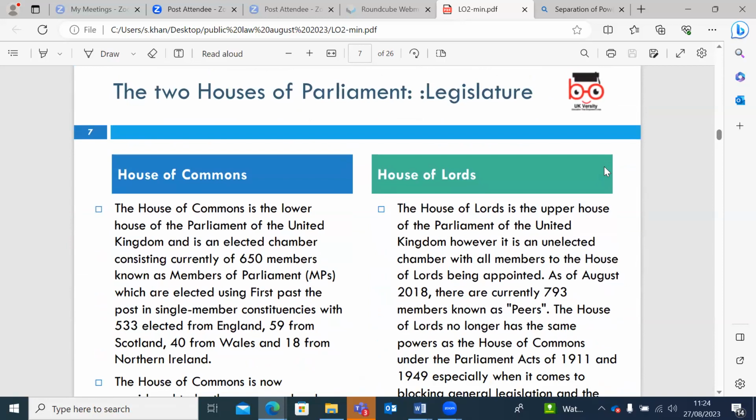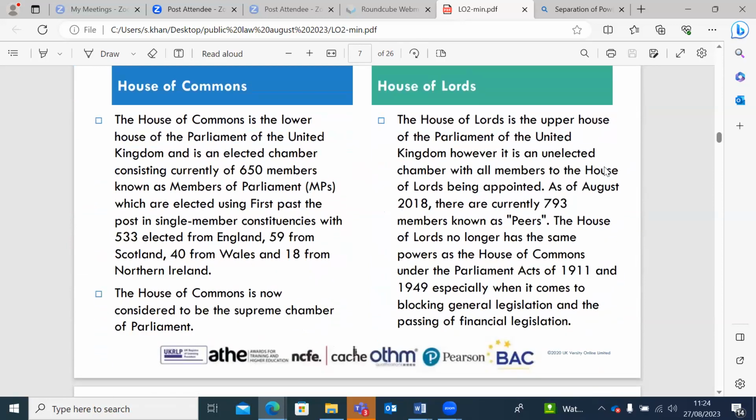So we have the House of Commons and we have the House of Lords. The House of Commons is the lower house of Parliament of the United Kingdom and is an elected chamber consisting of currently 650 members, known as members of Parliament, and which are elected using first past the post in single member constituencies, with 533 elected from England, 59 from Scotland, 40 from Wales, and 18 from Northern Ireland. The House of Commons is now considered to be the supreme chamber of Parliament.